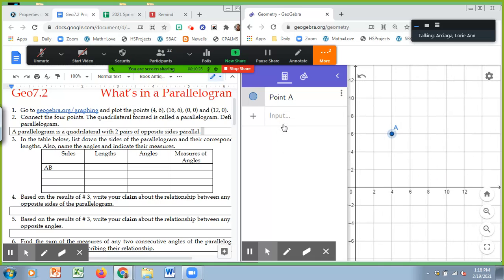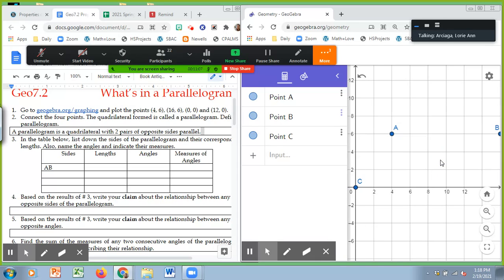Abraham, did you make it work now? Did you change it to geometry? The next one is (16, 6). I forgot my parentheses again. You go to the calculator mode or algebra mode so you can plot the points. When you plot the point, you gotta put parentheses, and then I'm now plotting my third point, which is (0, 0).